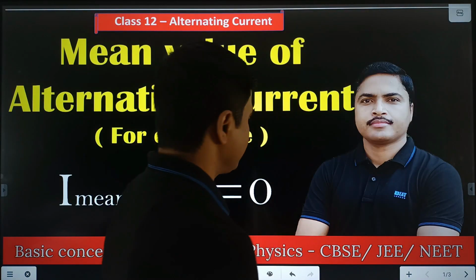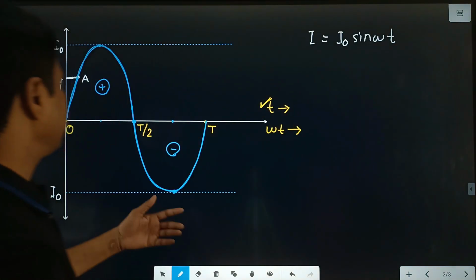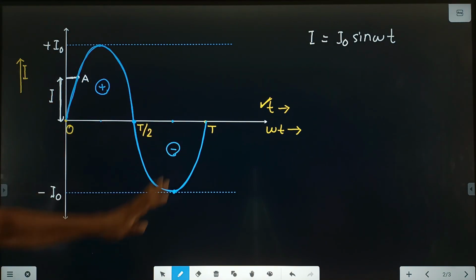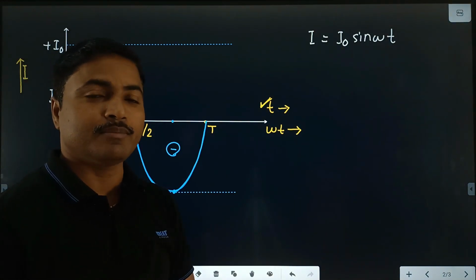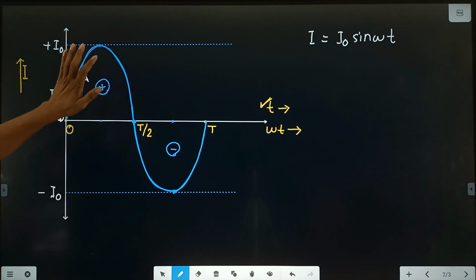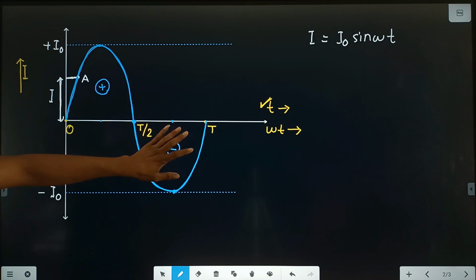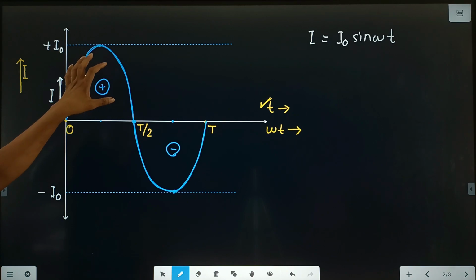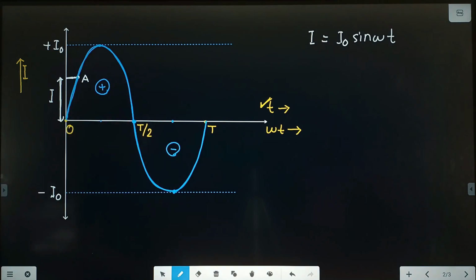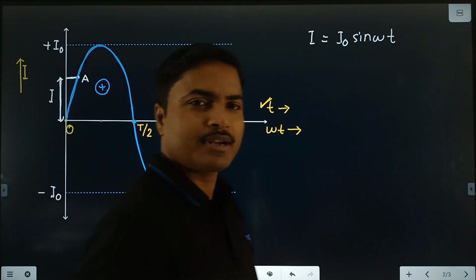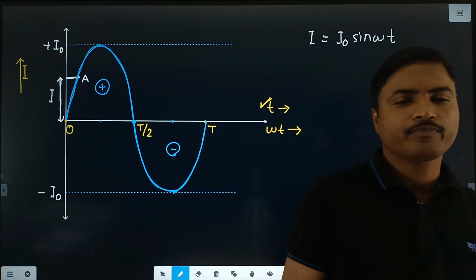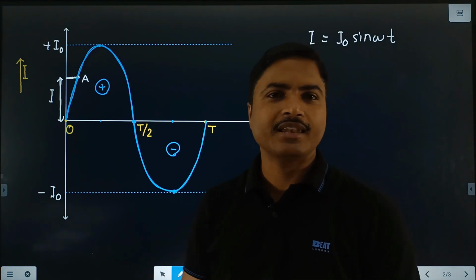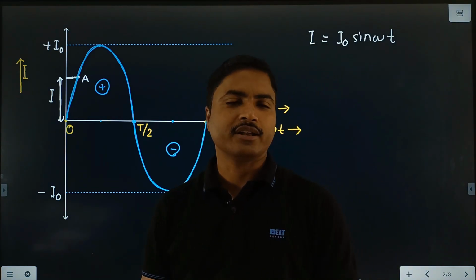You also get this from the figure. From this figure, this is the positive half, and positive half and negative half are both the same, magnitudes are the same. So one is positive, another is negative. So the average of positive and negative is 0 for one complete cycle. Clear? And this is all about the mean value or average value of alternating current.